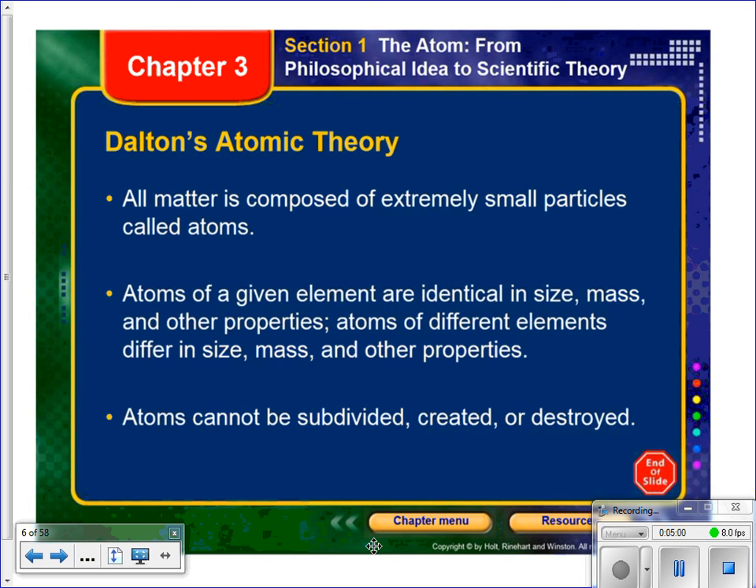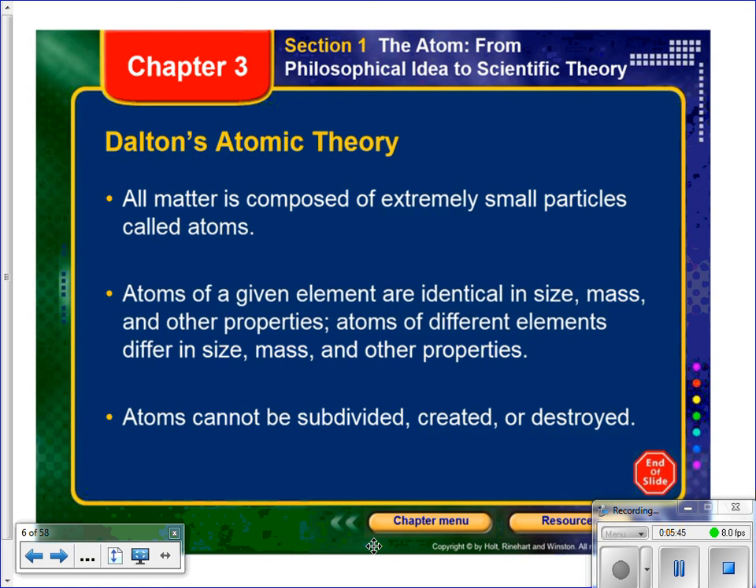All right, so his first idea says all matter is composed of extremely small particles called atoms. We know that. Atoms of a given element are identical in size, mass, and other properties. Atoms of different elements differ in size, mass, and other properties. So the second one is still true. If we look at an atom of chlorine and compare it to an atom of oxygen, we know that chlorine's heavier. It has more subatomic particles in it. It's also larger because it has more rings inside of its atom than oxygen. So an oxygen atom and a chlorine atom are not going to look the same. But if we look at two chlorine atoms, they will look identical.